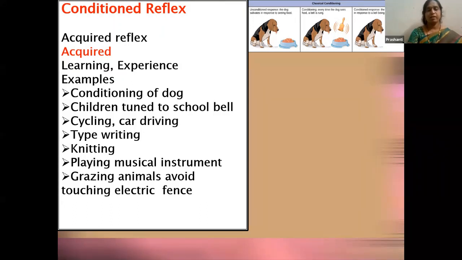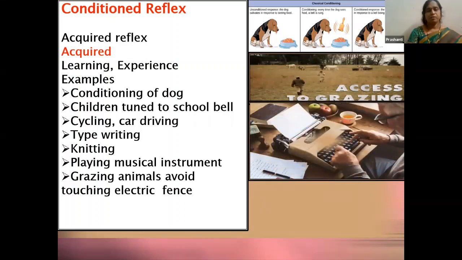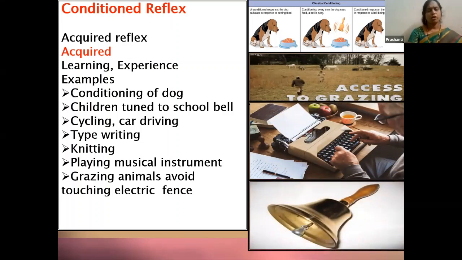Cycling, car driving, and also typewriting. This is all conditioned. You learn and you gain perfection. Also in knitting, or the grazing animals also, they avoid touching the electrical fence.